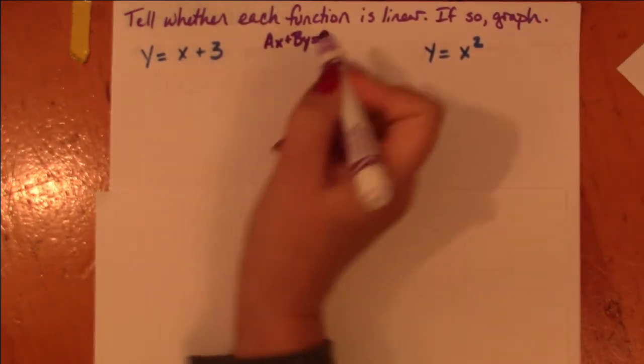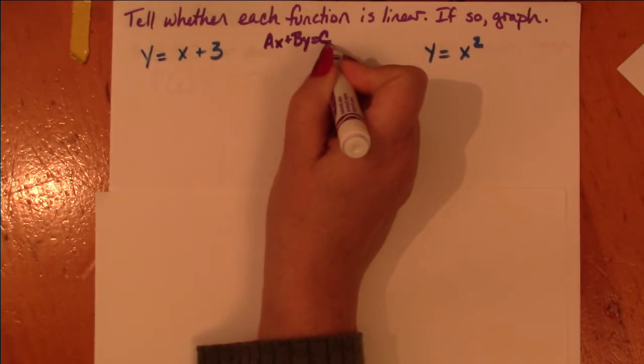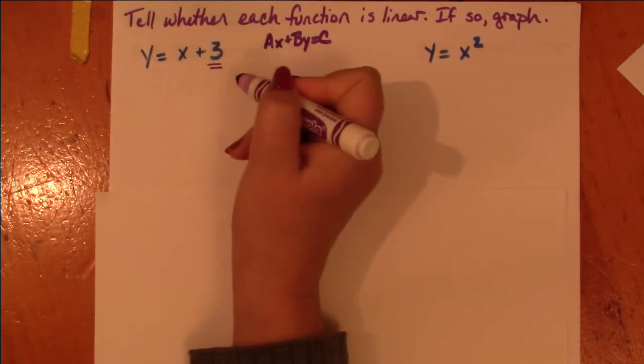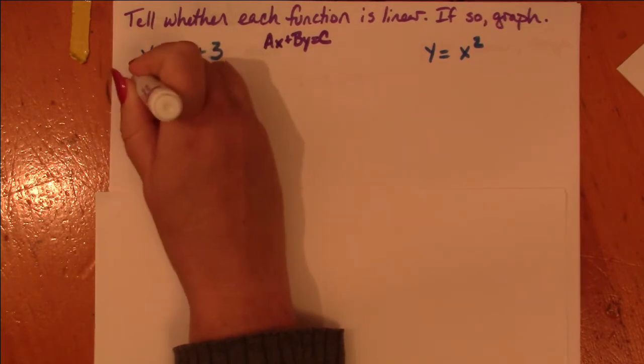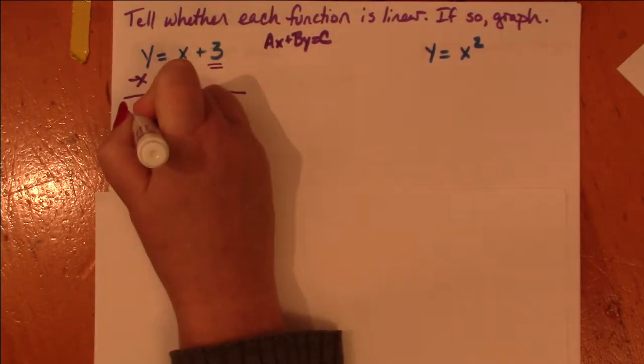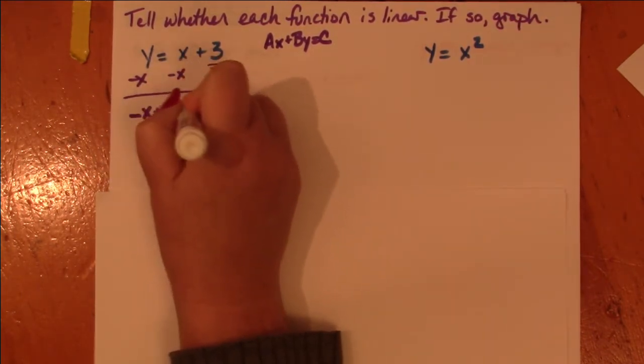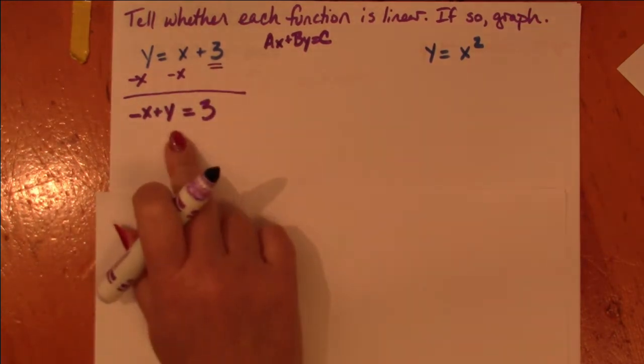So I want the constant, because there's no x's or y's on c, I want the constant to be by itself. I'm going to subtract x from both sides. So I'm going to get negative x plus y equals 3. This is standard form, and that means yes.